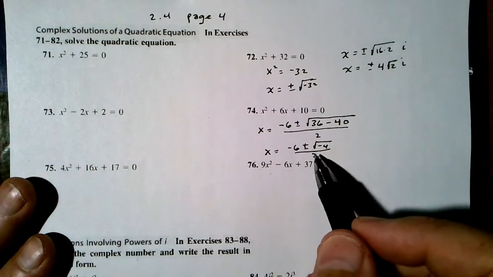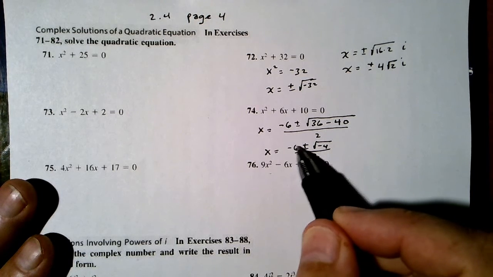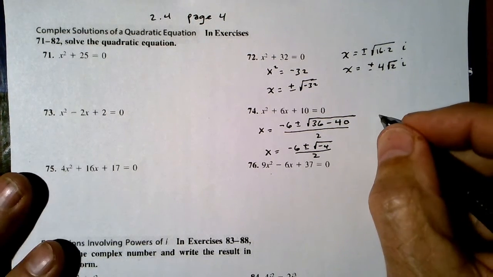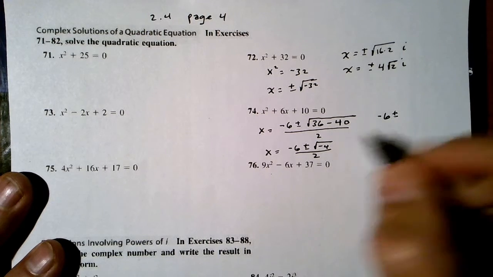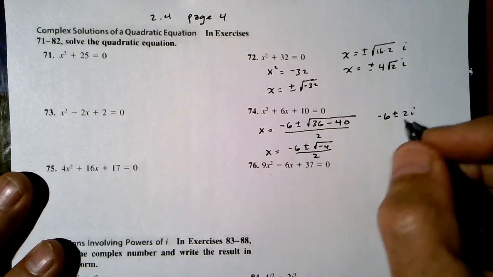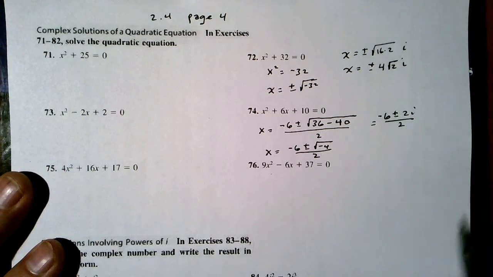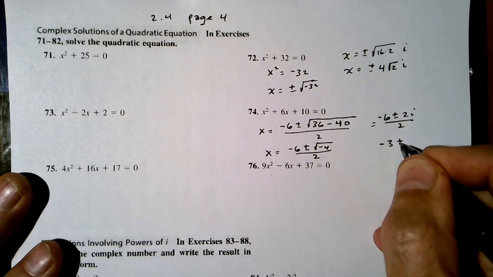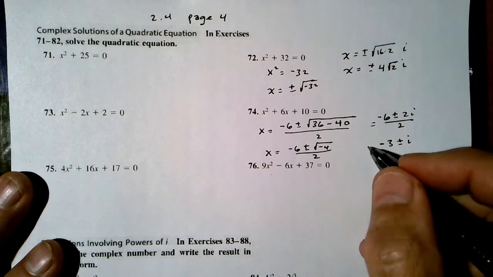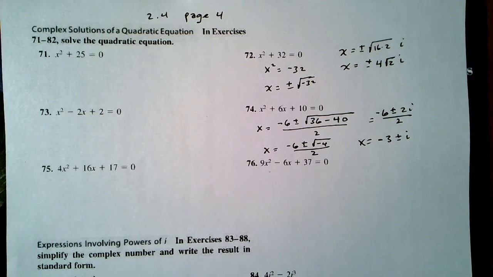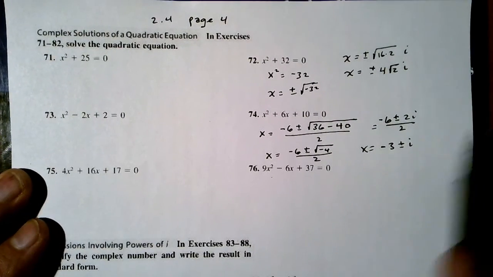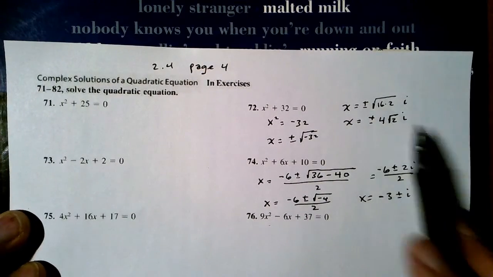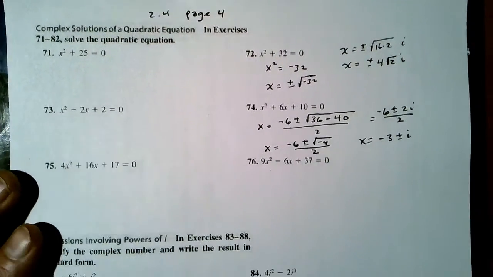A little dangerous time here. We can't reduce the 2 and the 6 because the 6 is just a term. So how about negative 6 plus or minus the square root of 4 is 2, the square root of negative 1 is i, all on 2. And now I can reduce the whole top and get negative 3 plus or minus i, with the whole bottom reduced and 1 for the denominator. x equals negative 3 plus or minus 1i. And that's our solve. It doesn't tell us to put any of these things in standard form, so I don't have to put the 0 in front of the plus or minus 4 square root of 2 i in number 72.